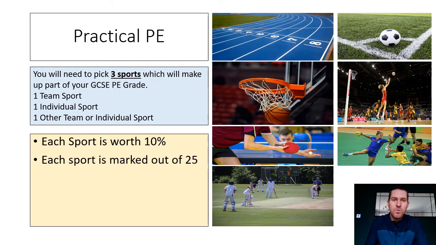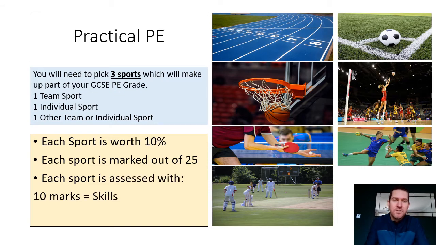Each of those sports are marked out of 25 marks. So what are we looking for within those 25 marks? Well, they're assessed in 2 ways. 10 marks are going to be through the skill element of your practical performance, so looking at skills in isolation, individual skills. 15 marks is through what we call a game context. So that's through things like matches and being able to problem solve and things like that.